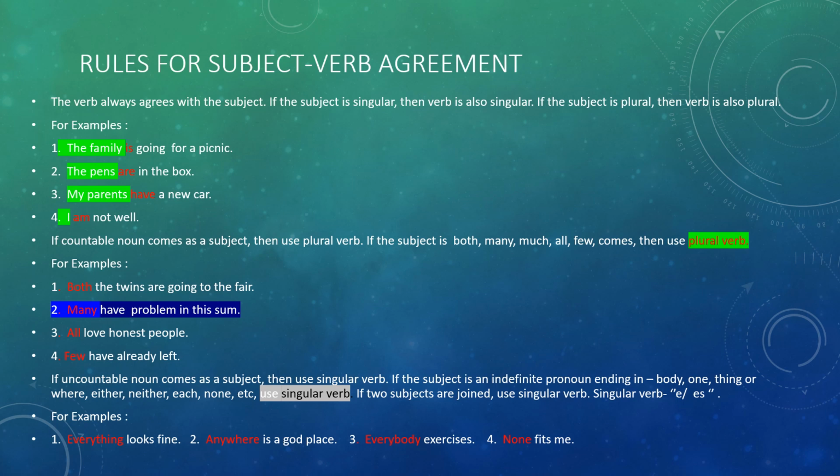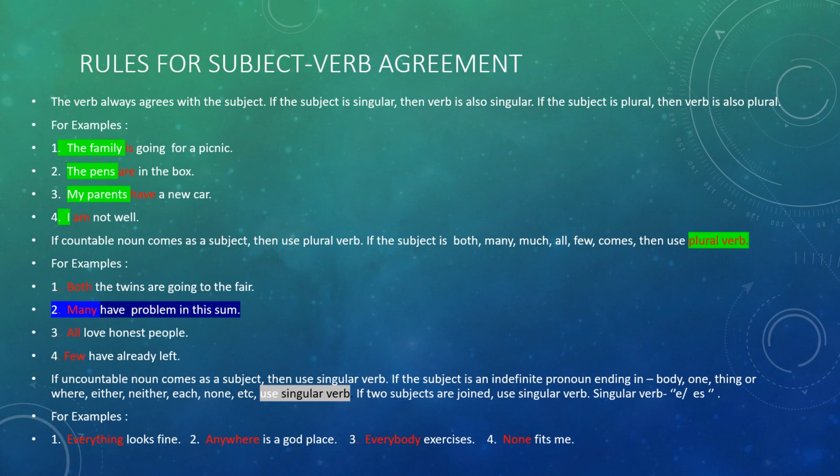Next rule: if there is a countable noun, then you have to use a plural verb. If more than one subject is there, and words like both, many, much, all, few come in a sentence, then also you have to use the plural verb, remember. Next, if uncountable nouns are there, you have to use a singular verb. Remember, countable nouns, plural verb. Uncountable noun comes, then you have to use a singular verb.